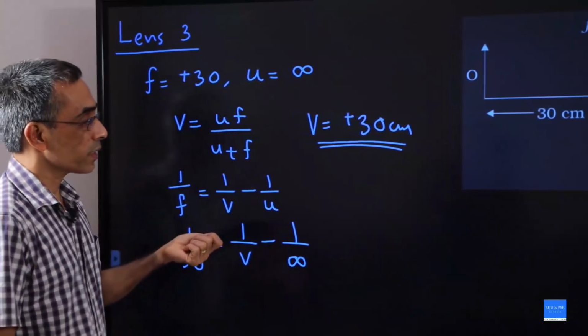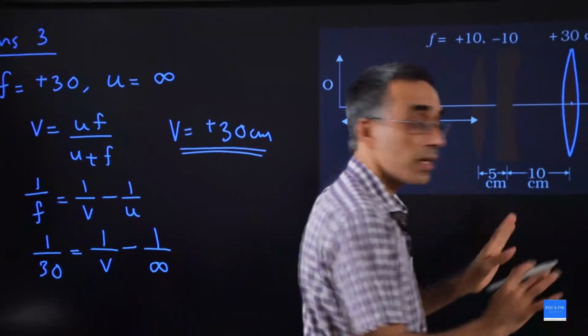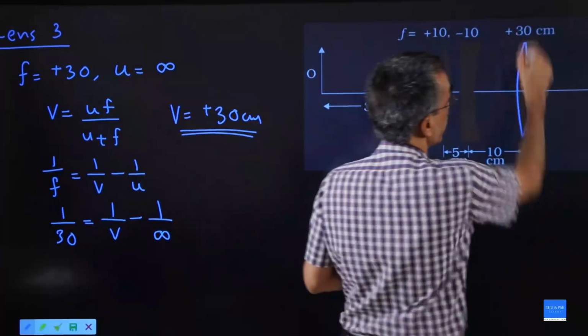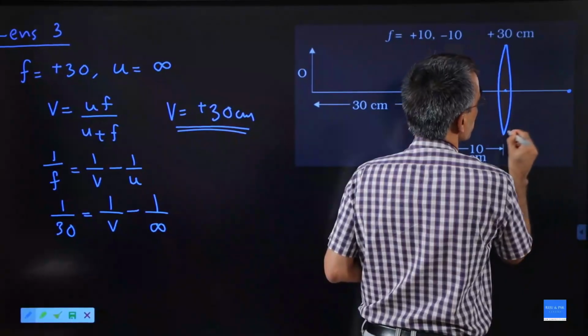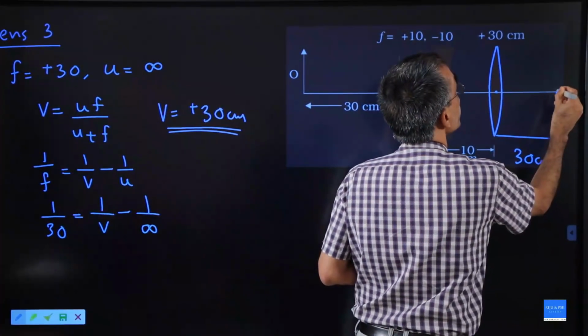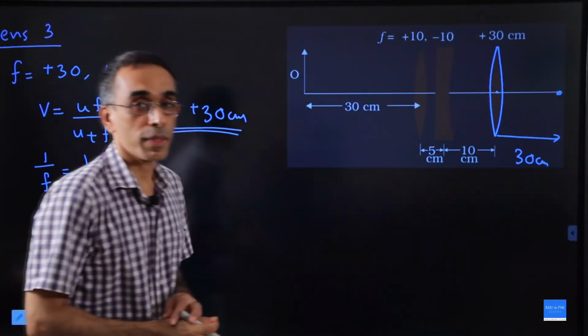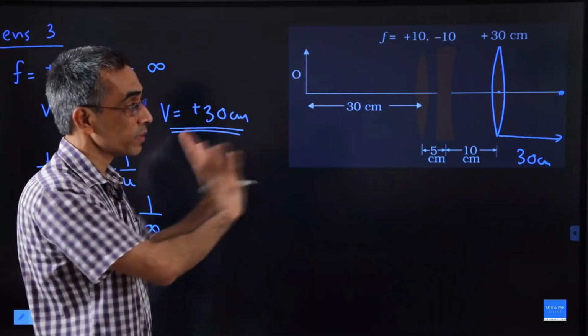So the image of the convex lens here will be at 30 centimeter to the right side. So this is the lens, from the center 30 centimeter. This is the final position, so I will write 30 centimeter. This is where we are going to get the image. So the final image position is 30 centimeter to the right of the last lens.